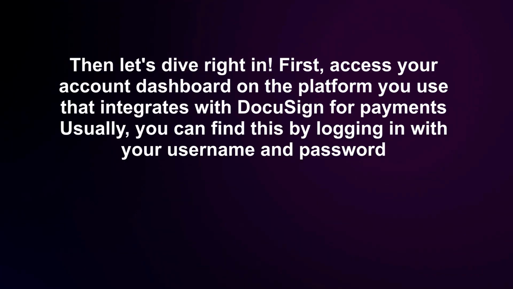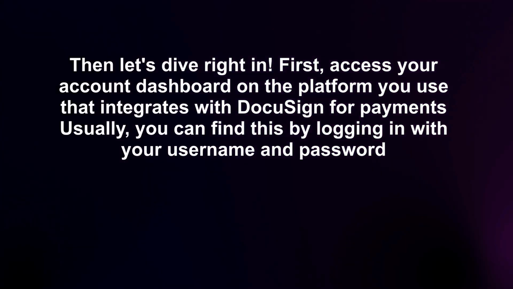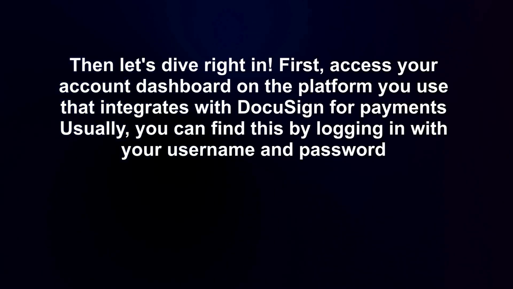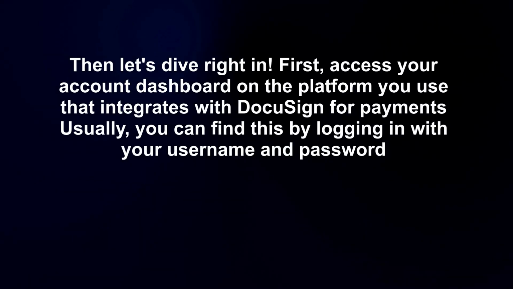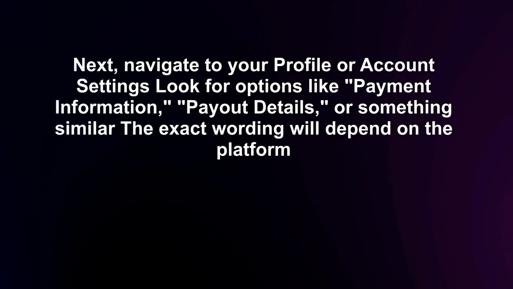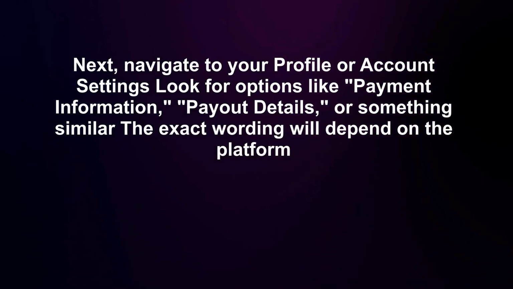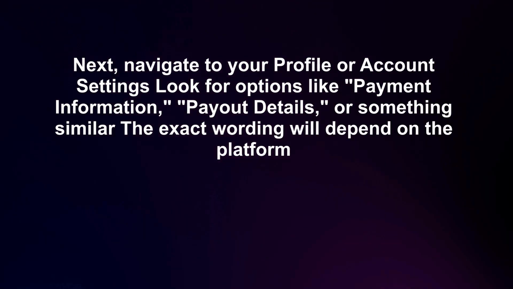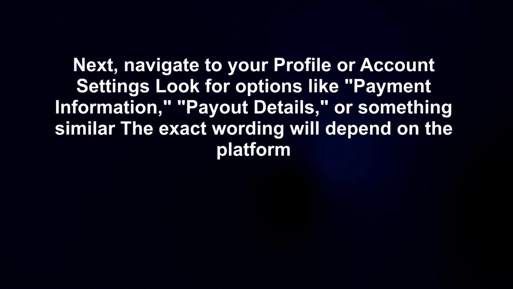First, access your account dashboard on the platform you use that integrates with Docusign for payments. Usually, you can find this by logging in with your username and password. Next, navigate to your profile or account settings. Look for options like payment information, payout details, or something similar. The exact wording will depend on the platform.